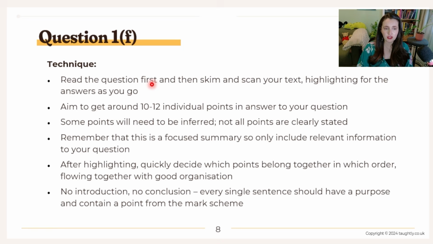So firstly, we are going to read the question. That way we know what information we're looking for. There's no point reading the text and then reading the question, then needing to reread the text. It's not efficient, especially since you only answer the summary question on this text. It's not really a good use of your time.